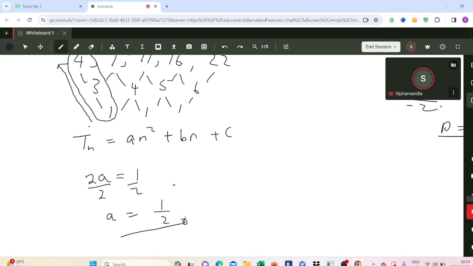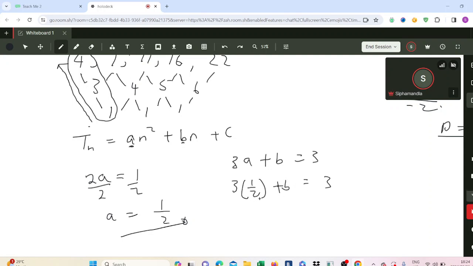Okay, and then after we got a, now we can use the second formula to find b. This formula is 3a plus b. 3a plus b is always equal to the first difference now, right? So the first difference that we have here is 3. So that will be equal to 3. Okay, so we already have the value of a, which we calculated here. So we can go ahead and plug that value in, which would be 1 over 2 times 3 plus b, which is equal to 3.